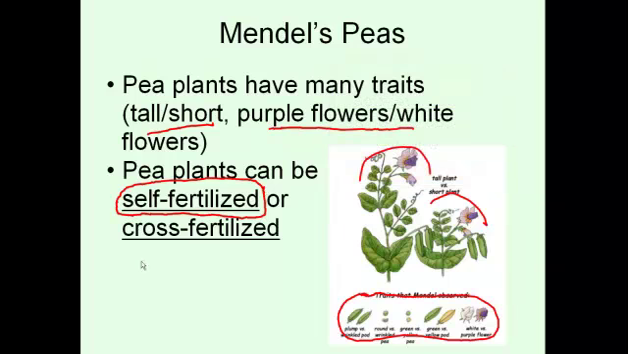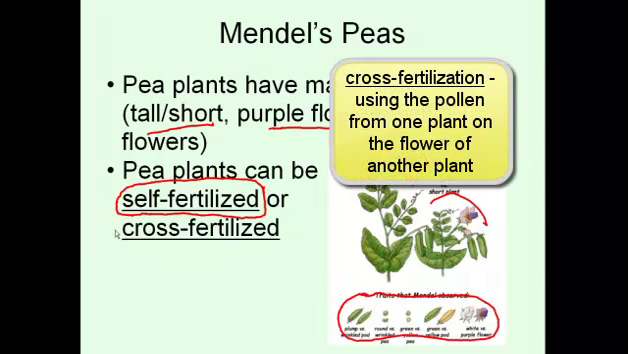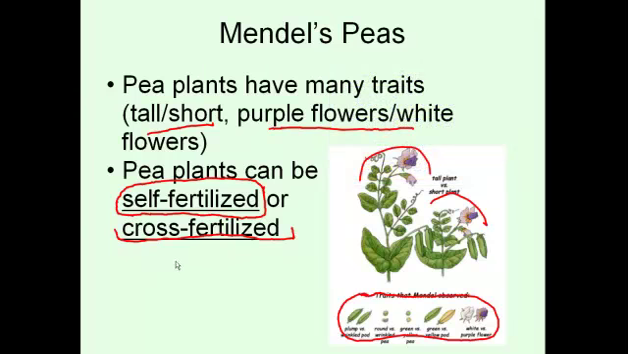For others, though, he took the pollen from one plant and put it in the flower of another plant. And that was called cross-fertilization, because you were taking flowers from one and pollinating them with pollen from another.